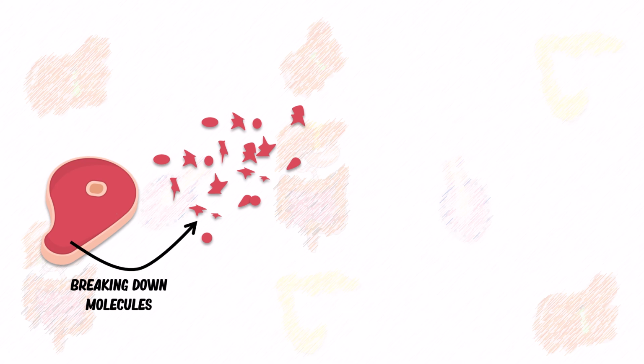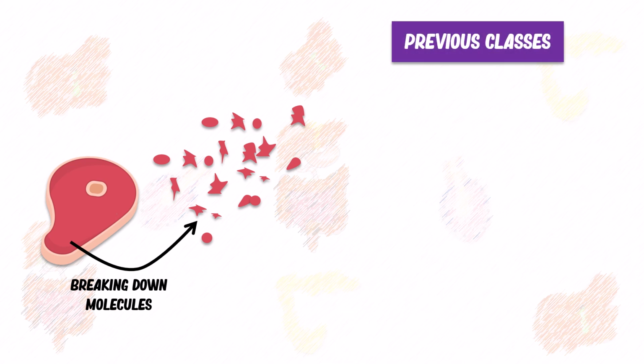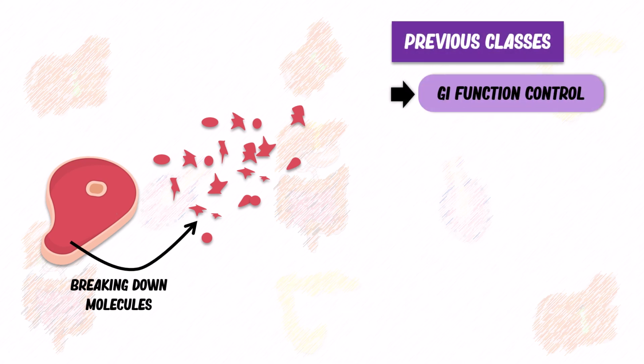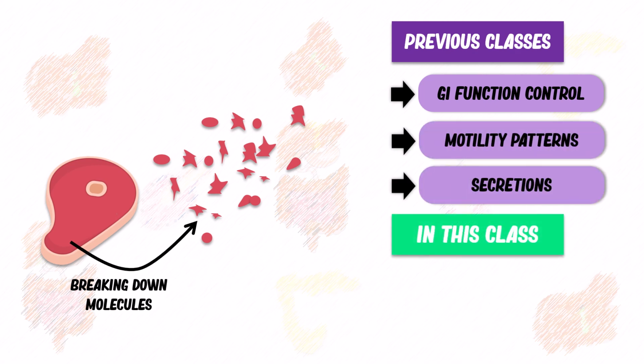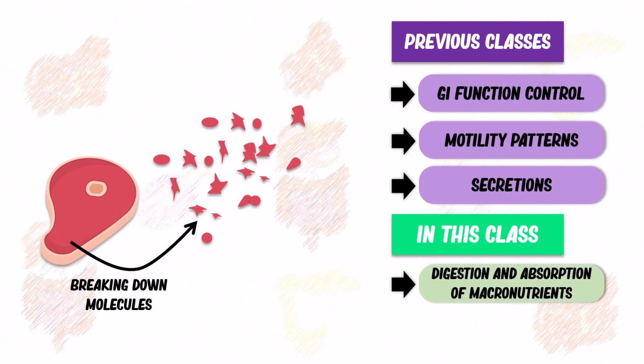The digestive system's function is to break down ingested food into molecules small enough to be absorbed and utilized by the body. In previous lessons, we explored the control of the gastrointestinal (GI) system, the motility of its regions, and the secretions of its glands. In this lesson, we'll focus on the digestion and absorption of proteins, lipids, and carbohydrates.